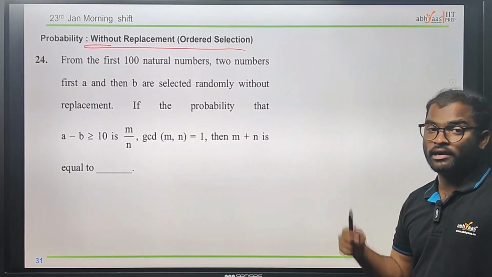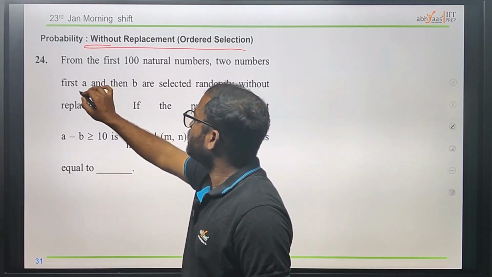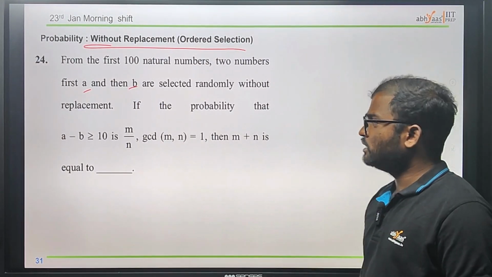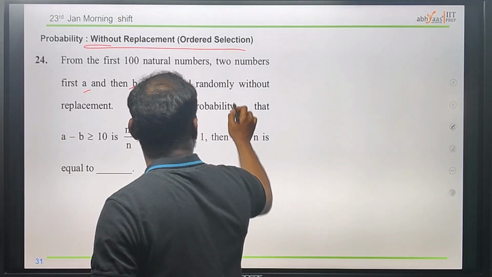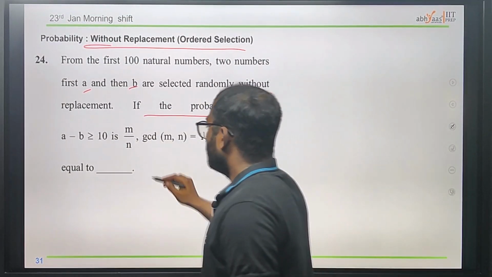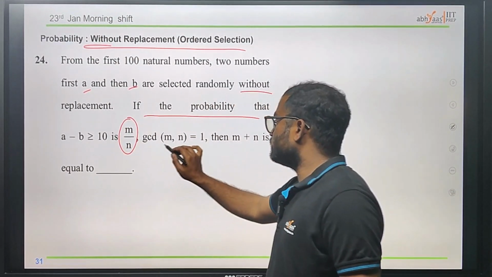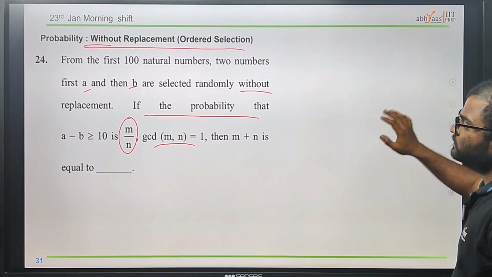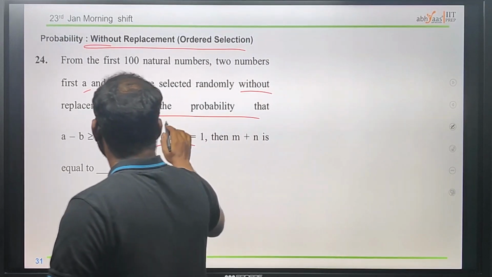First, they have given 100 natural numbers, from which two numbers a and b are selected randomly, first a and then b, without replacement. Now, if the probability that a minus b is greater than or equal to 10 is m by n, and the GCD of m and n is 1, then what is the value of m plus n? First, we need to find the probability.